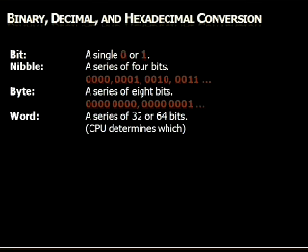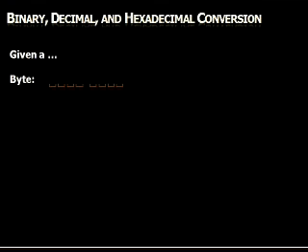Now, in terms of the computer, a bit is a single 0 or 1. A nibble is a series of 4 bits. A byte is a series of 8 bits. And a word, depending on your CPU, is a series of 32 or 64 bits.